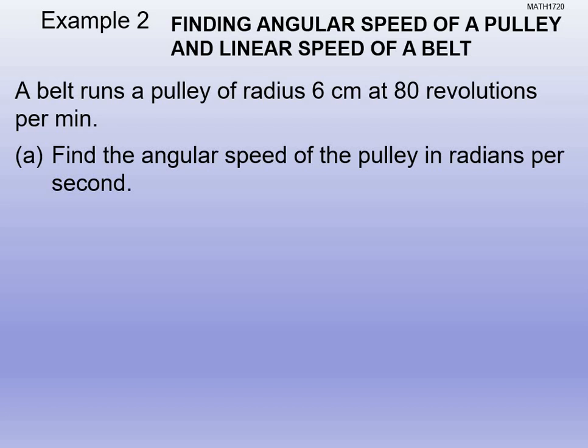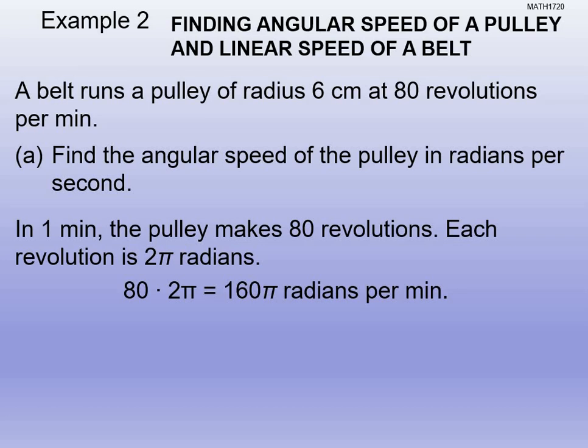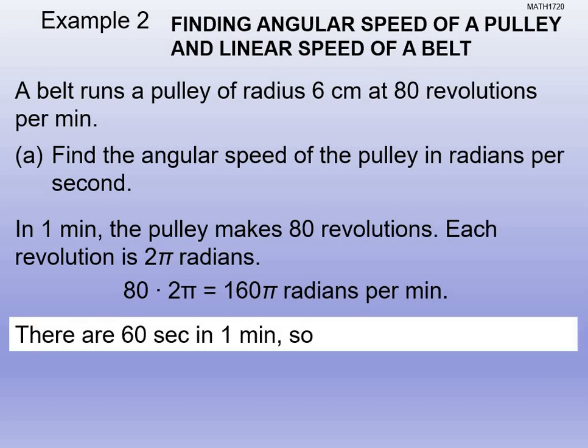What you should be thinking in your head is angular speed, that's omega, theta over t. What do I have that's going to help me get to my theta? Well, I have my revolutions per minute, so we need to break that down. And remember, we're in radians, so we need to know that every revolution is 2 pi. That's the complete distance around a circle. That happens 80 times in 1 minute, so we have to take 80 times 2 pi. So we're getting 160 pi radians per minute.